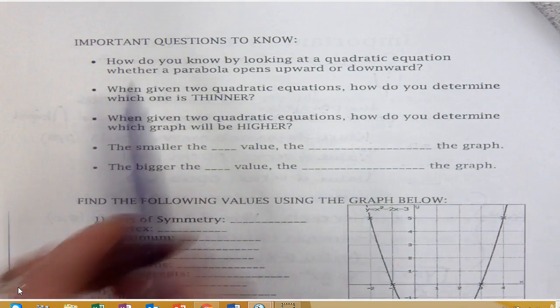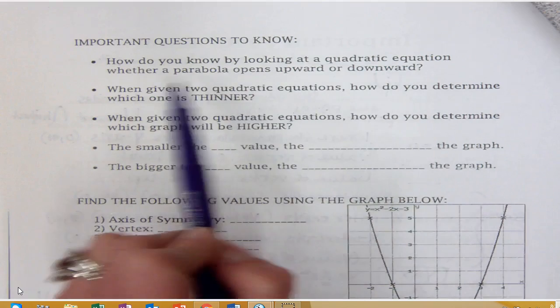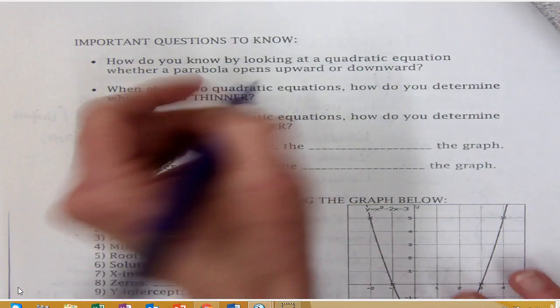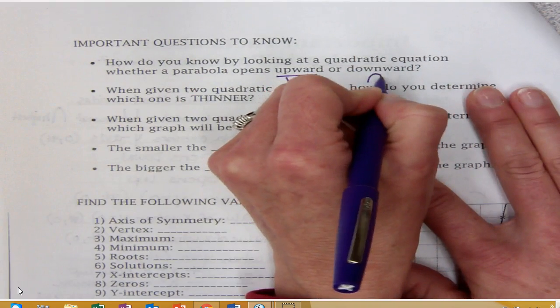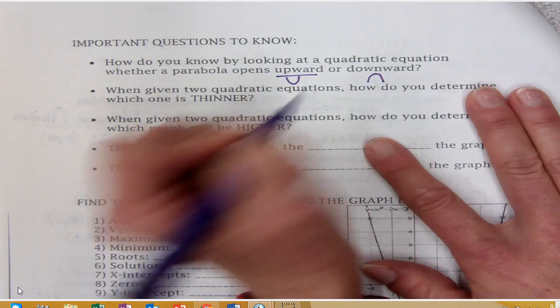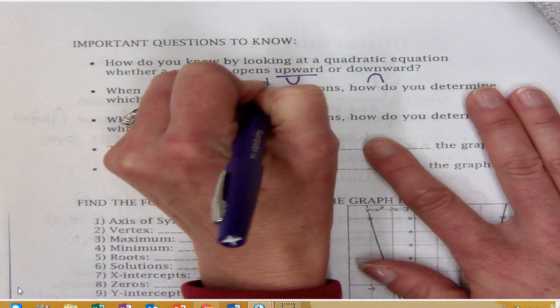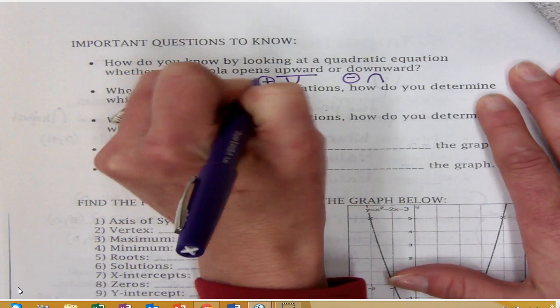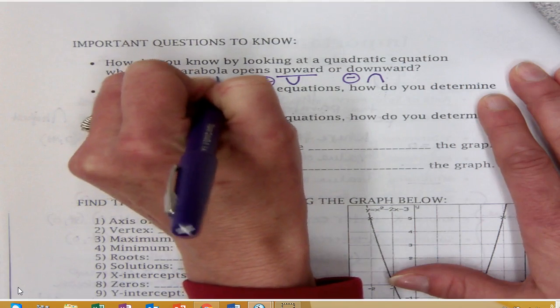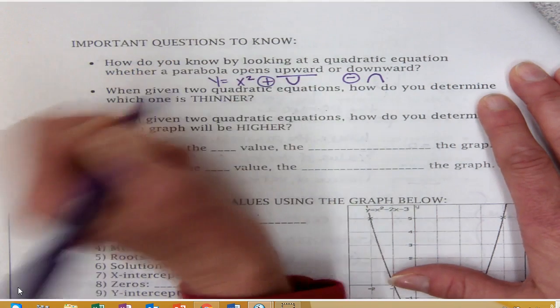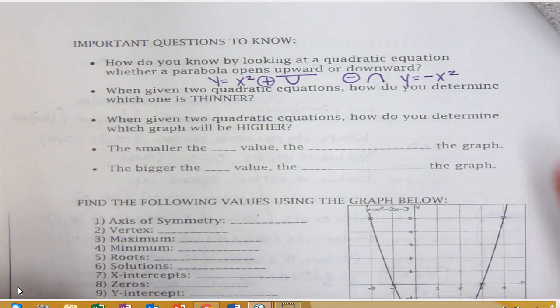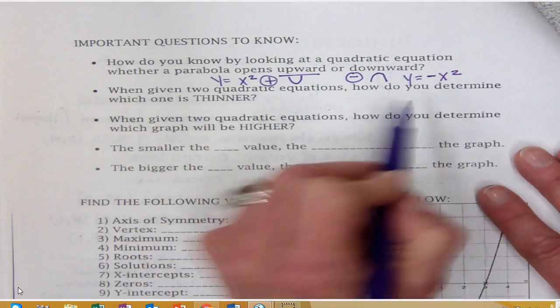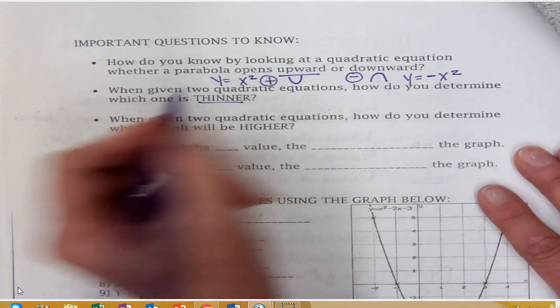So here are some important questions to know. How do you know by looking at a quadratic equation whether the parabola opens up or down? Up would be like this. Downward would be like this. How do we know that? Well, this would be positive. This would be negative. So y equals x squared is positive, y equals negative x squared. Which you determine which one is thinner.